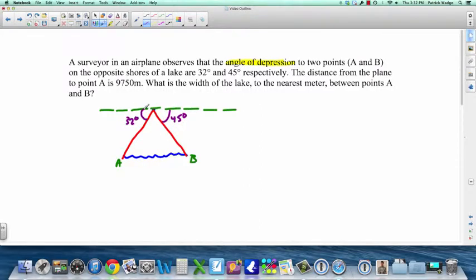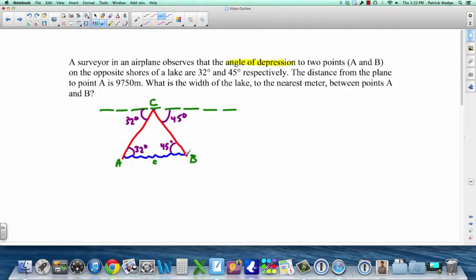Now remember what I just said? If this is 32 here, how much is angle A? 32. If this is 45 here, how much is angle B? 45. Okay, what our goal is to find the width of the lake. We want to know this distance right here. Well, we've already got an A and a B. Let's call this point up here C. So what we're looking for is little c. How are we going to do that?